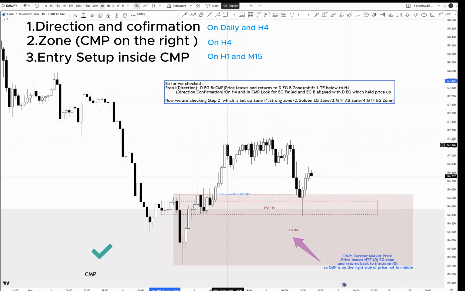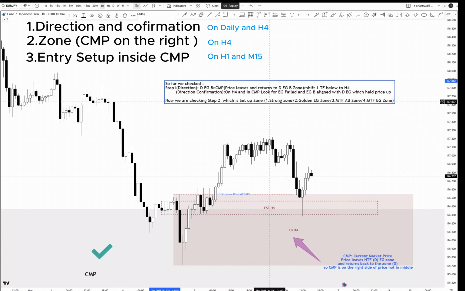How do we confirm it? Using this engulfing buy, okay, and also the old engulfing sell failed, okay. These two must be aligned with the higher time frame, which is daily, with the gray one. These brown ones are aligned with the gray one. Now we're gonna go to check for setup. Now after direction, we have setup.